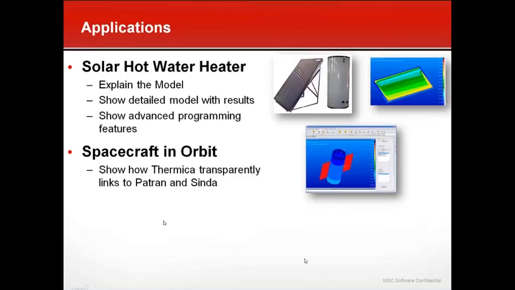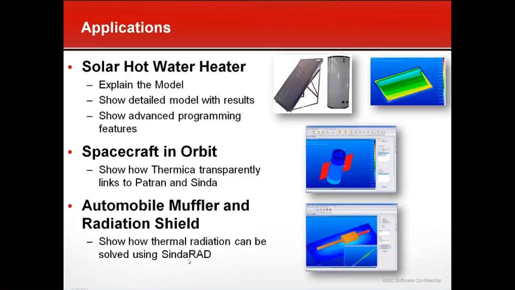So we can model things on the Earth or in orbit, and it's a ray tracing code which can model both specular and diffuse bounces of both infrared and visible or UV energy. And I'll show you that.